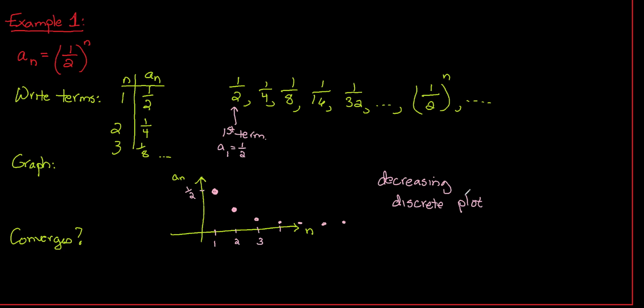And do these values simmer down as n increases? Yes. So as n goes to infinity, as we march out here towards infinity, as n increases, those little dots are going down towards 0.